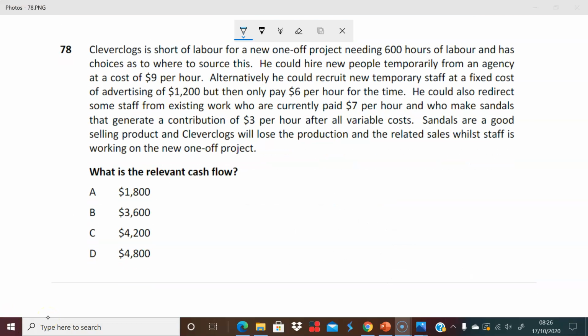Right, let us look at all the relevant costs here. There are quite a few we have to choose from. So there is a shortage of labor, and they have a couple of options. They can say, listen, we need 600 hours of labor, so we're going to get that labor from an agency. And that agency, you would have to pay them £9 an hour.